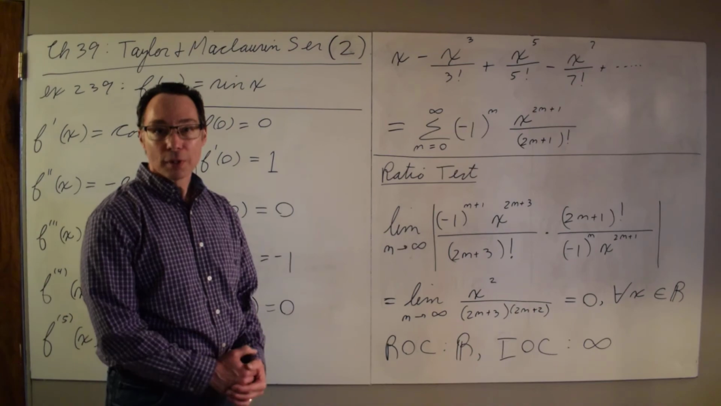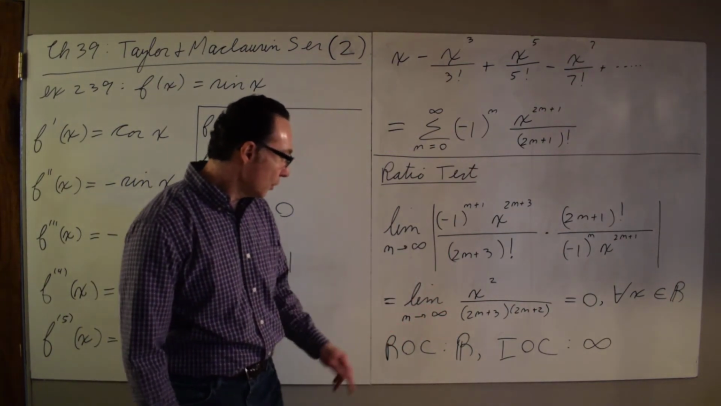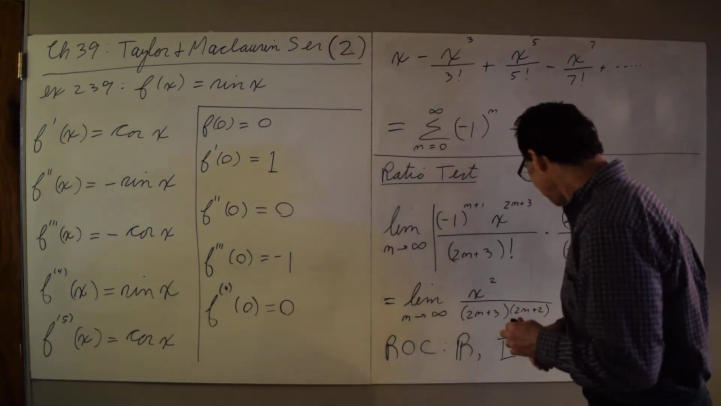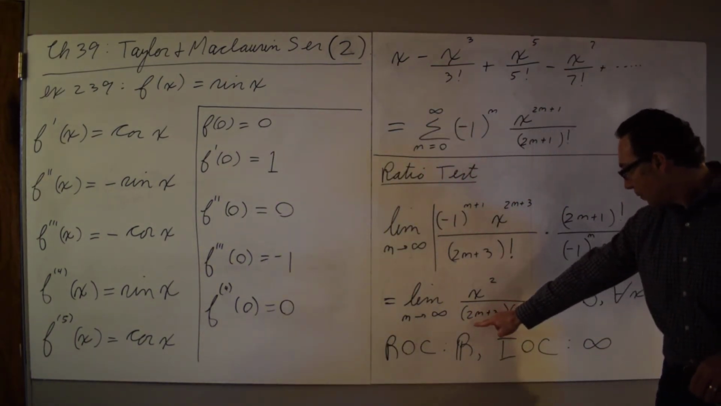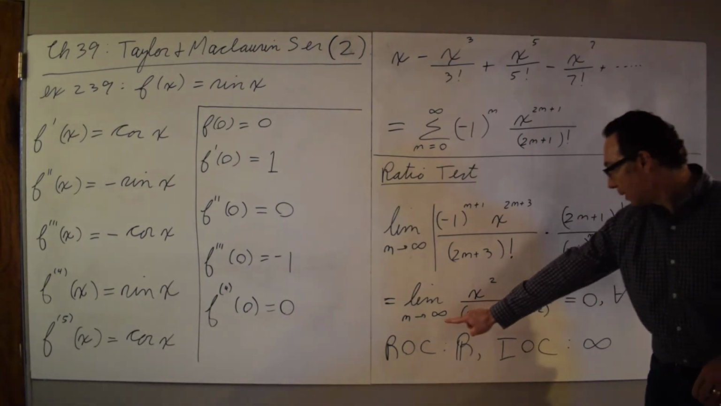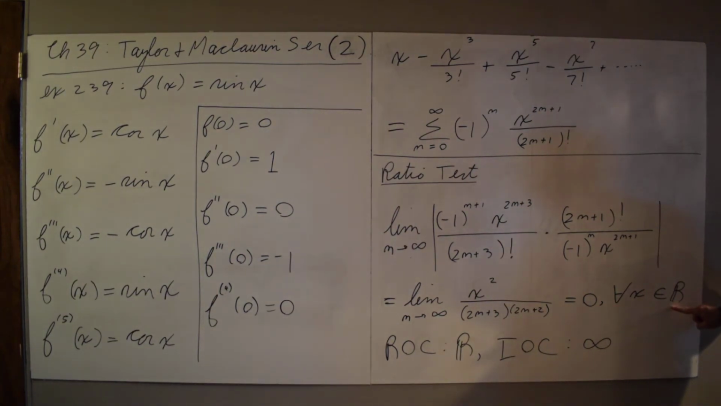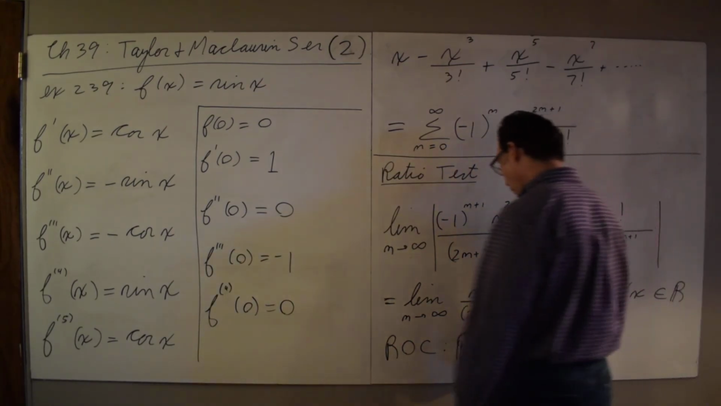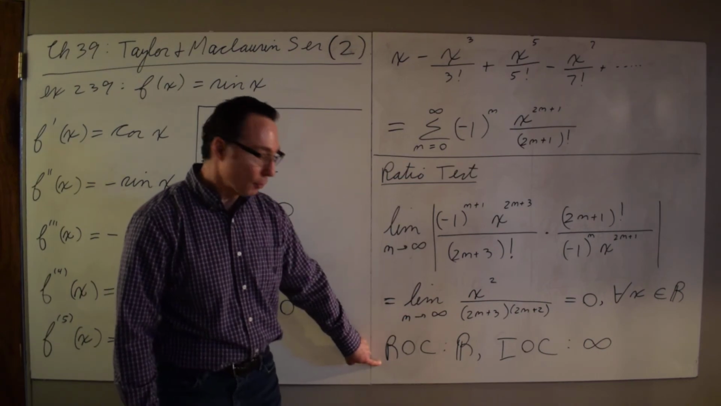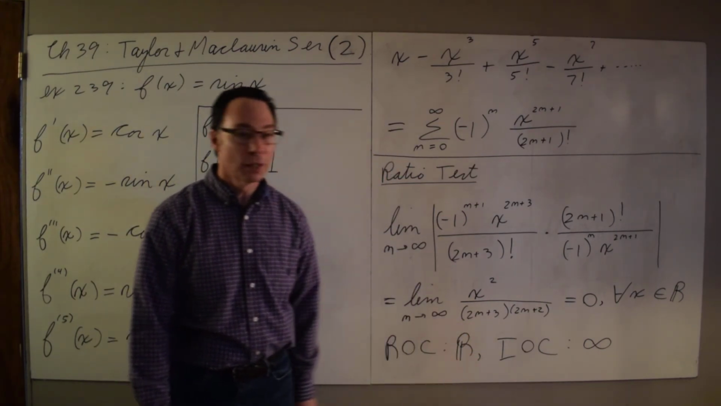Factorials and exponents simplify nicely. So what this simplifies to is x squared divided by (2n plus 3) times (2n plus 2). As n goes to infinity, this limit is 0 for all x. Since this limit is 0 for all x, that tells us that the radius of convergence is infinity, and the interval of convergence is the entire real line.